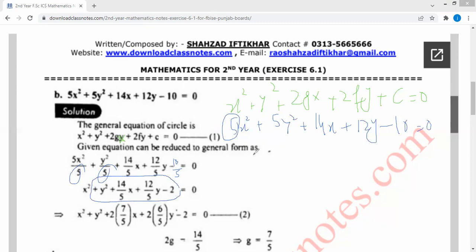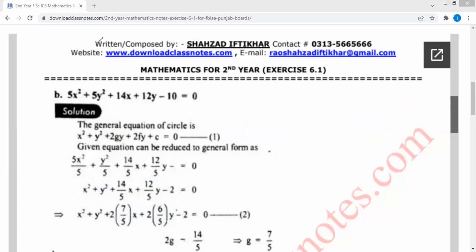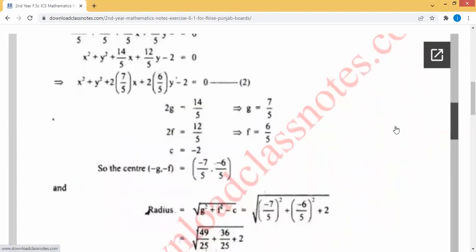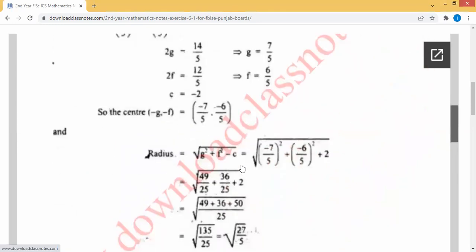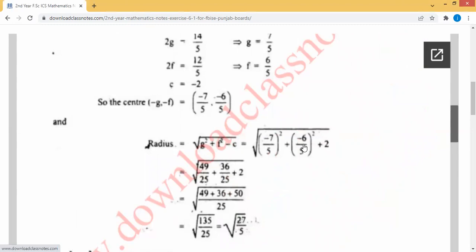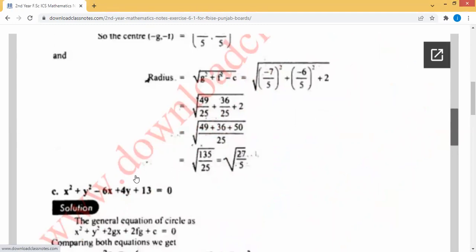Now what is this here? 2 times f, so 2f will be 2 into 7 upon 5, and here it will be 6 upon 5. So I will get the values of the center, which is minus g comma minus f, so this will be minus 7 upon 5 comma minus 6 upon 5 respectively. Then for the radius, the value of c is negative 2, so it will be the square of minus 7 upon 5 plus the square of minus 6 upon 5 plus this, which equals the radius. So the radius value will come like this.